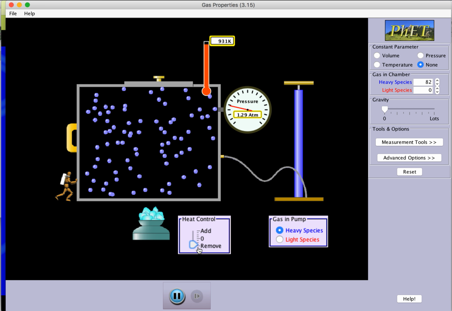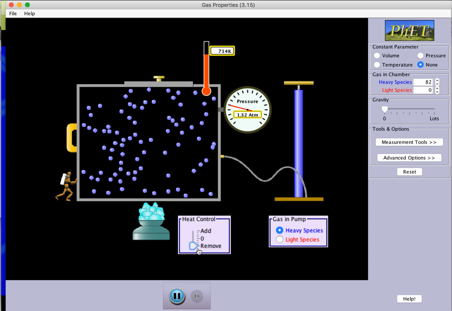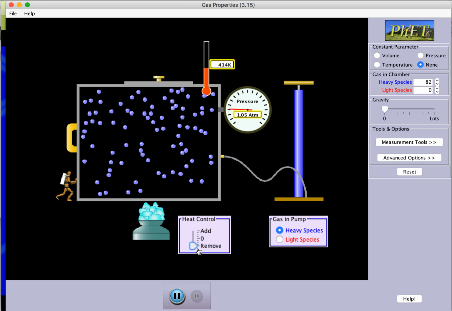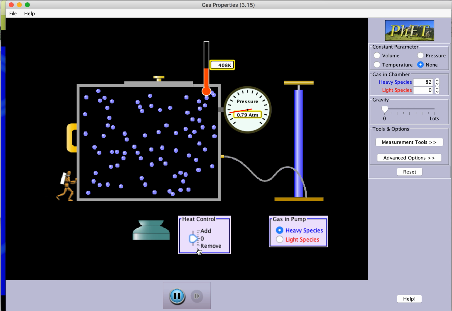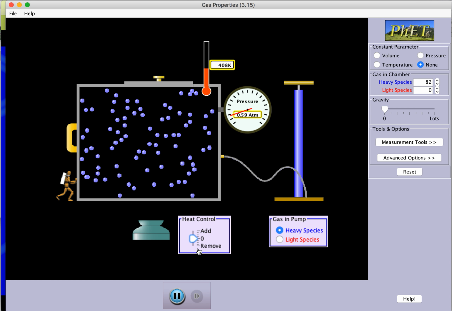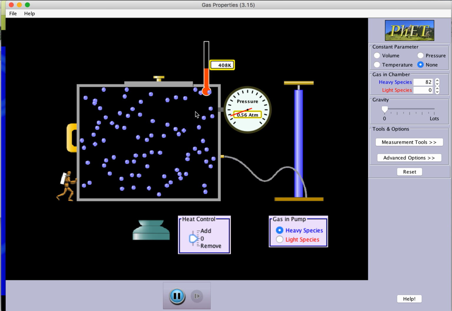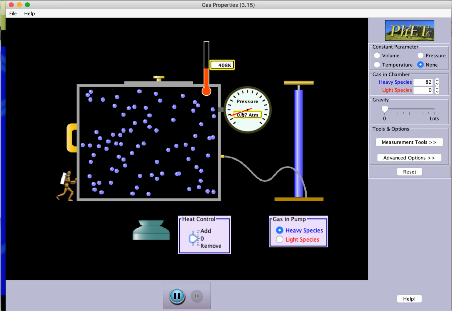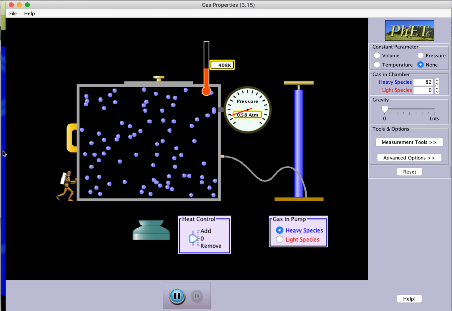Now I'm going to slow things down a little bit and cool my sample down. You can see my temperature is dropping, and the speed of the molecules is dropping. When I stop here, the average speed of the molecules is 408 degrees Kelvin. So the temperature is directly related to the speed of the molecules, which in our chamber here is also directly related to the pressure.